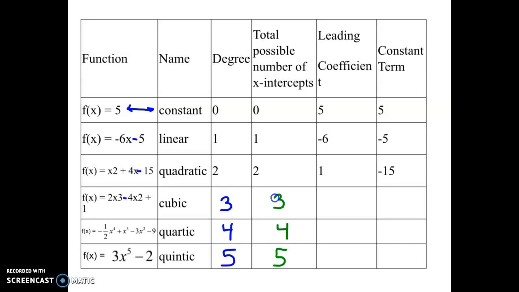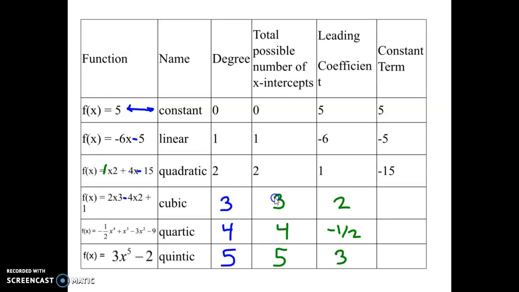Here it's minus 6. And here it would be a 1, because there would just be a 1 in front of the x squared. Let's go to the next one. Leading coefficient would be 2. This one? Negative half. Good. And the final one? 3. Good. Those are our leading coefficients.